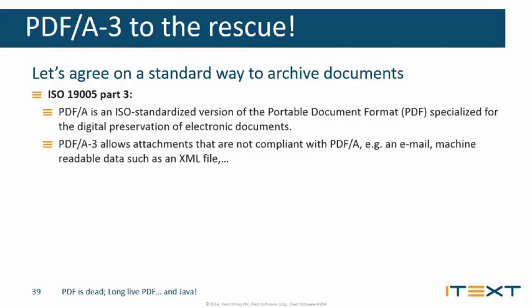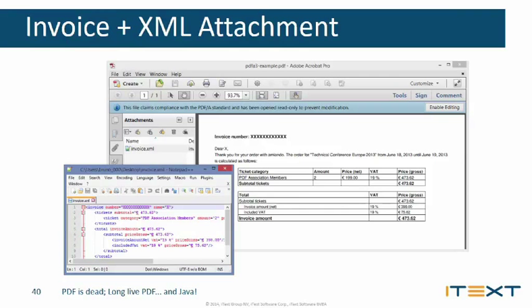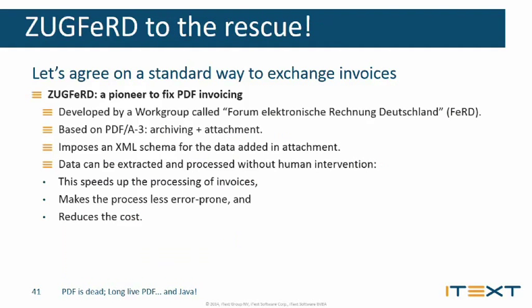So the attachments can be, for instance, an email, an XLS file, or an XML file, so machine-readable data. So you have an invoice, which is readable in PDF by humans, and we'll attach an XML file that can be extracted from the PDF by a machine and can be interpreted by the machine.